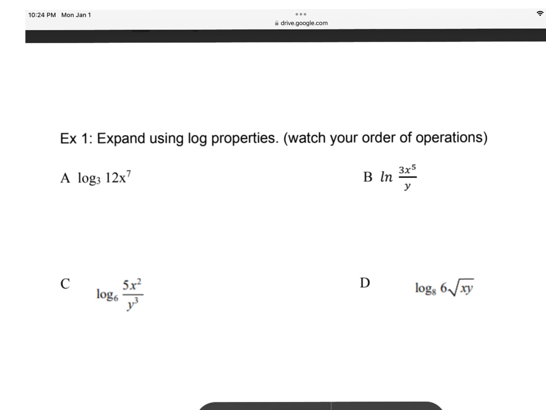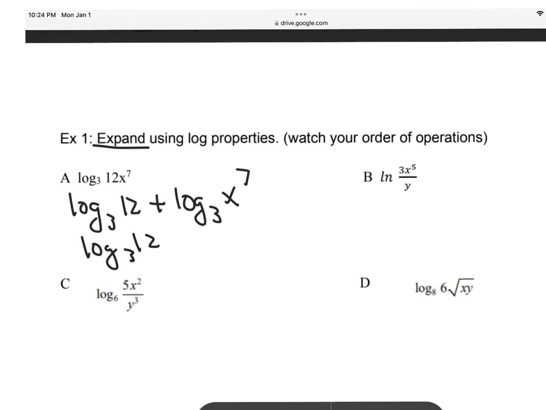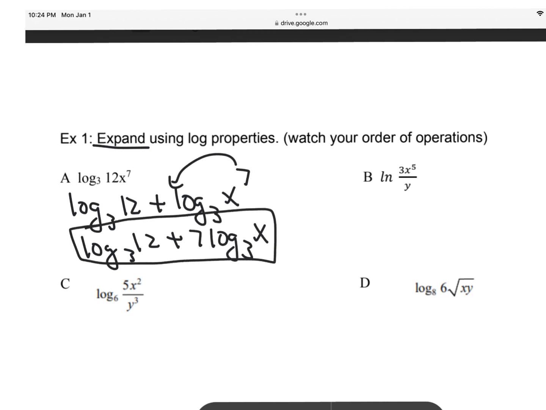All right, so the first thing we're going to do is expand. So that means we're going to break these apart. So I'm going to break this multiplication apart by addition. And then the next thing I'm going to do is bring that 7 down in front. So any exponents that I have, I can bring down in front into multiplication. So that's what this one would look like if we expand it.